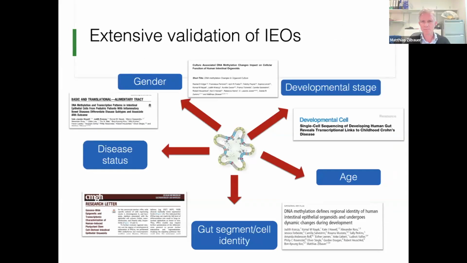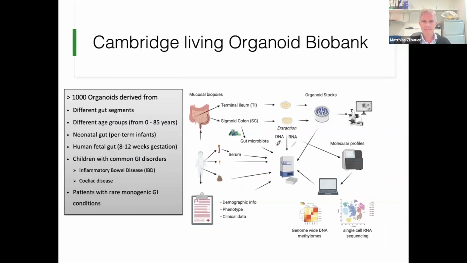Over the last 10 years or so that we've been working with these models, we've done extensive validation with a focus really on their epigenetic profile, because we believe that epigenetic profiling, especially DNA methylation, provides some sort of cell and donor identity. And we're able to show that organoids retain donor information, including gut segment specificity, age of the donor, the developmental stage, gender. And most recently, we've shown that these organoids also retain information from patients with IBD. As such, they're extremely valuable as a translational tool for drug testing and discovery.